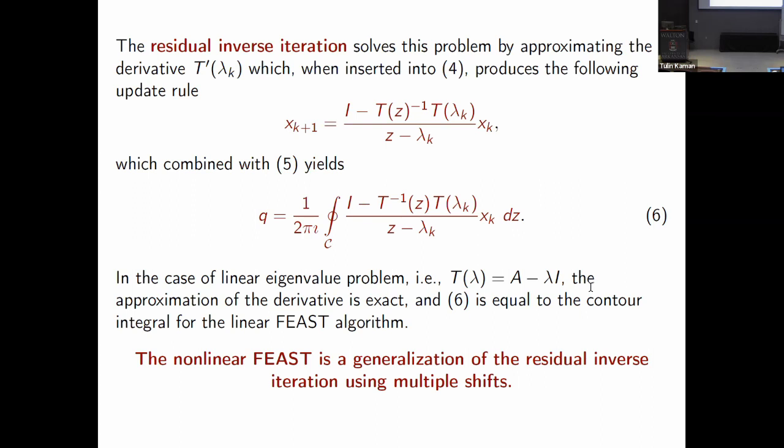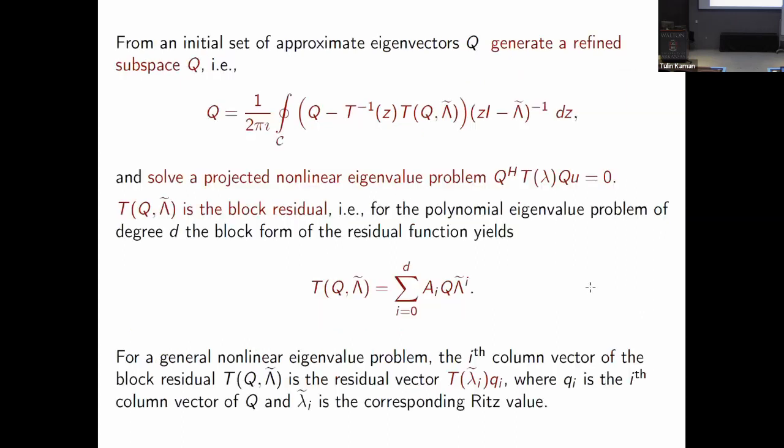So this is now our filtering function, which will make sure that we filter all the eigenvalues of the nonlinear eigenvalue problem that are contained inside the contour. And the good thing is, if we make the choice T of lambda equals A minus lambda I, so if we go back to the linear eigenvalue problem, we fully recover the linear FEAST. So that was an indication that it has to be a generalization in that sense. The nonlinear FEAST is a generalization of the residual inverse iteration using multiple shifts.